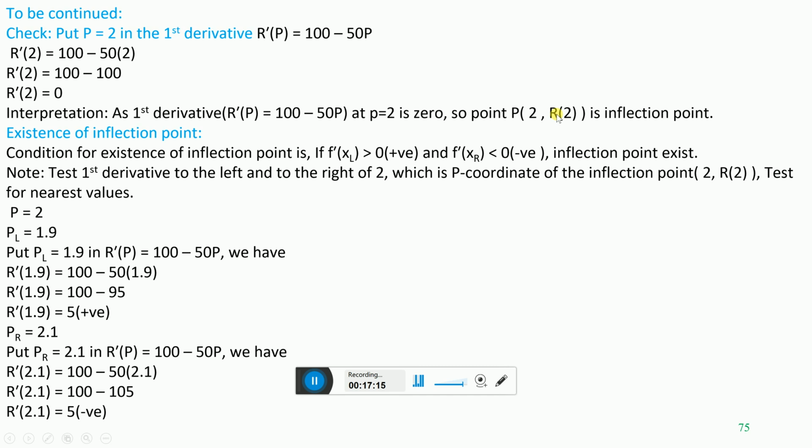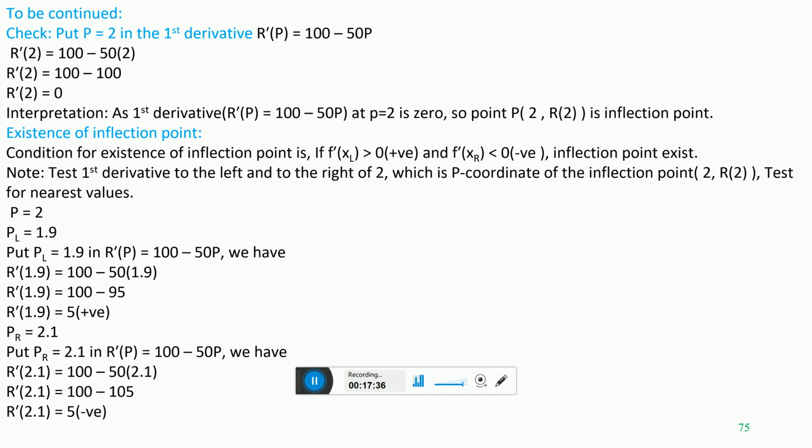And to the right of 2, the graph of the function is decreasing. At this point, x is 2. To the left, the slope is increasing, and to the right-hand side, the slope starts to decrease. It means the graph changes its slope from positive to negative, from increasing to decreasing. So this is an inflection point.